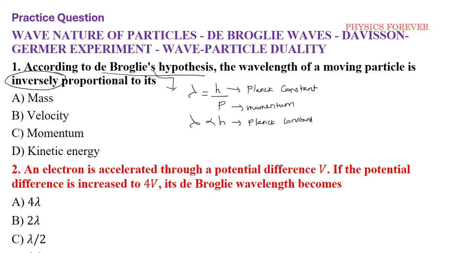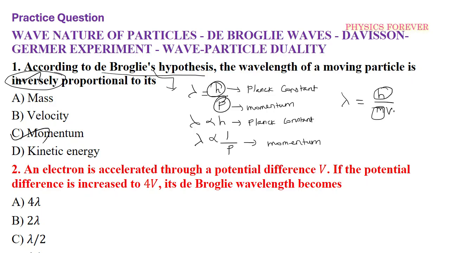We saw this question before, one of the questions we discussed yesterday. Here the wavelength is inversely proportional to momentum. Which one is correct? Option C is correct. Directly proportional to Planck's constant h, and inversely proportional to momentum. Lambda is equal to h by momentum, which can be written as mv. Here h is constant, mass is constant, and only the velocity is given, then we have to find the wavelength.